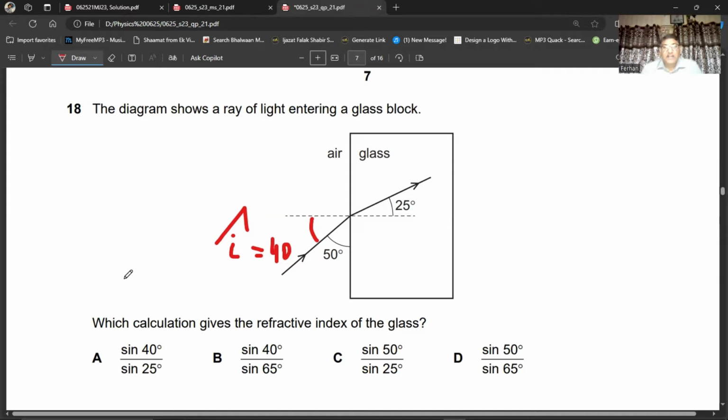That is sine 40 divided by the sine 25. Here the angle of refraction is 25. The angle of incidence is 40 degree. Angle of refraction is 25. So the refractive index N is equals to sine I by sine R. So it will be sine 40 divided by the sine 25. So I think A is the answer.